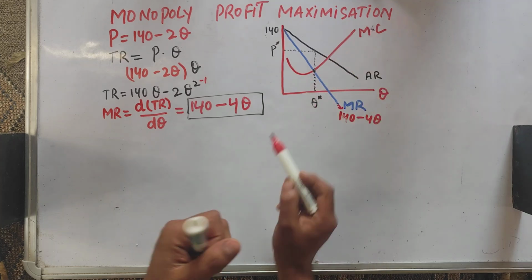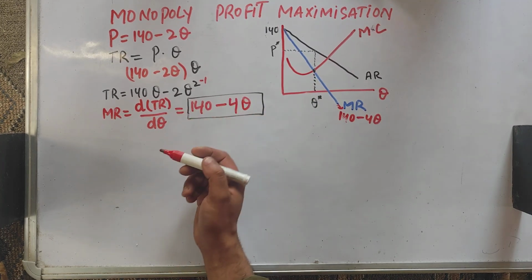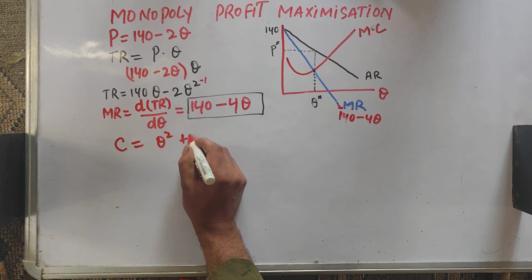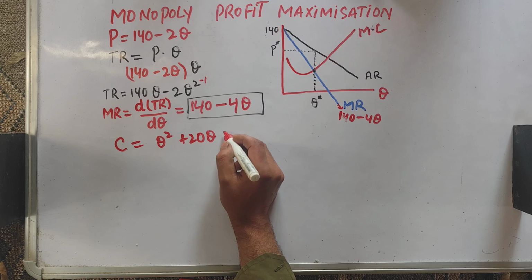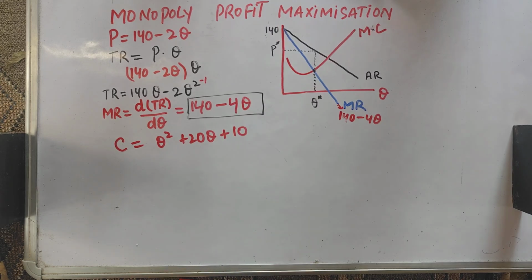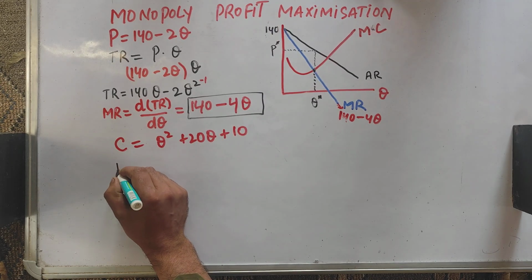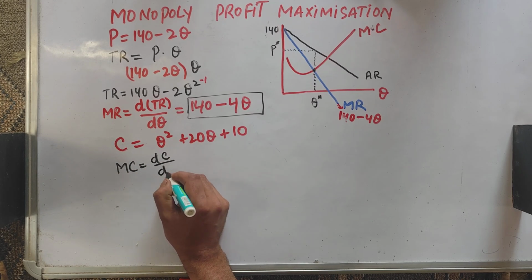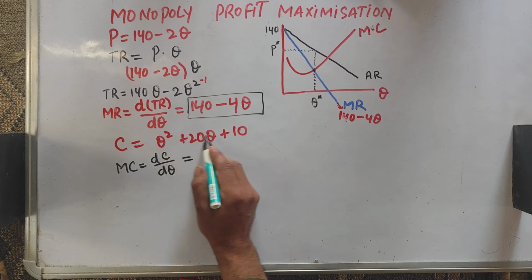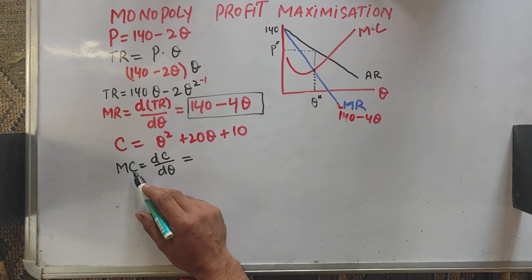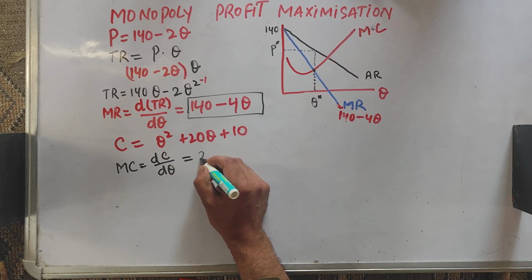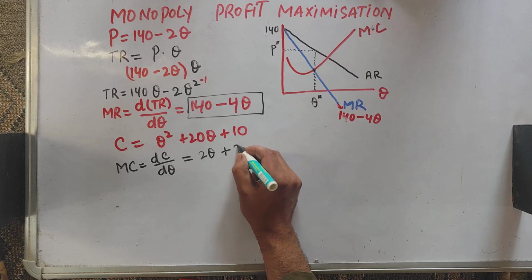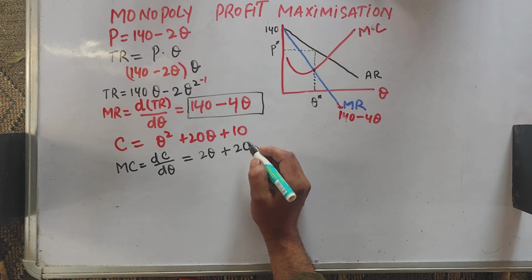Also we need to find out the marginal cost function. Let us suppose the cost function is C equals q square plus 20q plus 10. Then we need to find out the marginal cost. Marginal cost, as we know, is the change in the total cost due to the change in the output. That is, the derivative of this cost function with respect to q gives us marginal cost. The derivative of q square is 2q, plus the derivative of 20q is 20, and the derivative of a constant is 0.